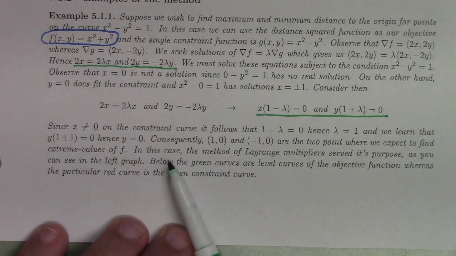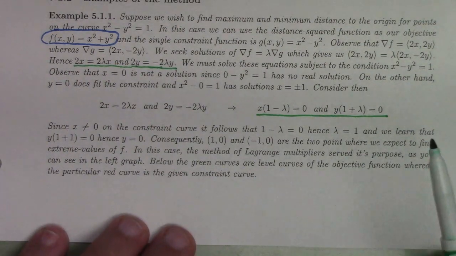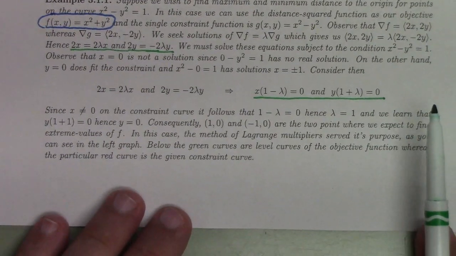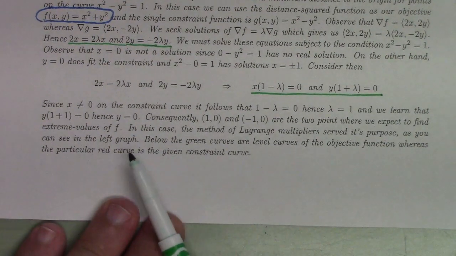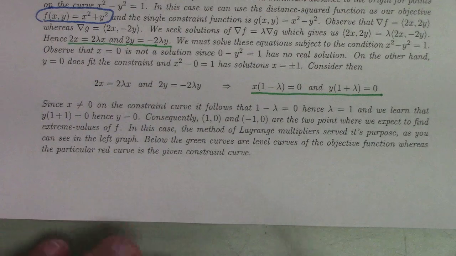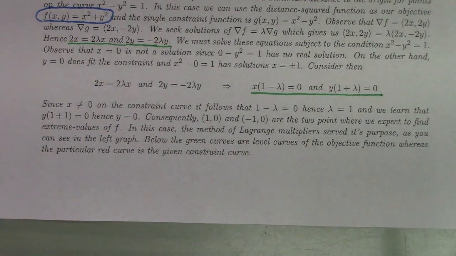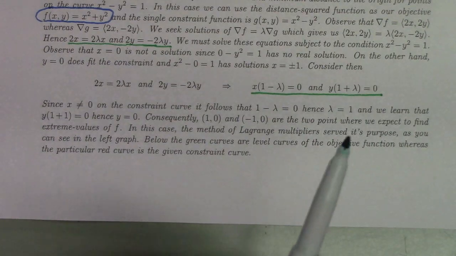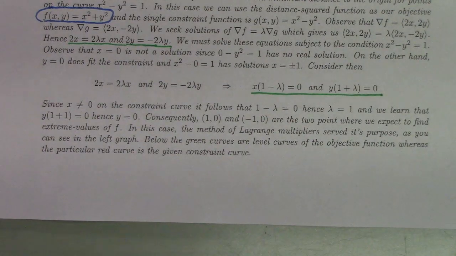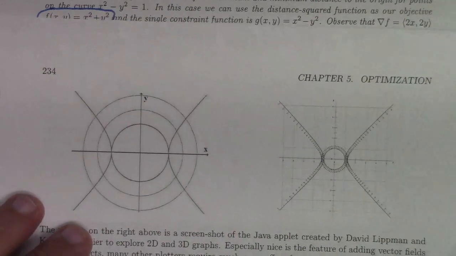So I say in this case the method of Lagrange multipliers has served its purpose. As you can see in the left graph, below the green curves are the level curves of the objective function, whereas the particular red curve is the given constraint curve. Let's see if I can add the color to my handy-dandy graph from the next page here.